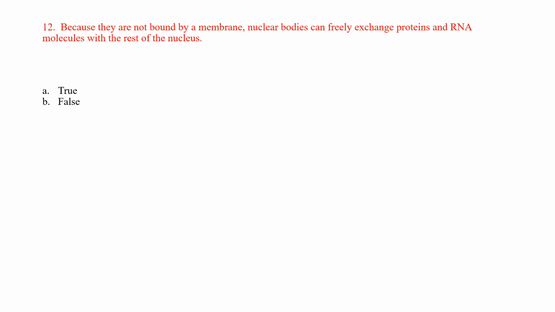12. Because they are not bound by a membrane, nuclear bodies can freely exchange proteins and RNA molecules with the rest of the nucleus. True or false? Number 12, the answer is true. Very simply, because there is no membrane around the nuclear body, it can freely exchange proteins and RNA molecules with the rest of the nucleus.